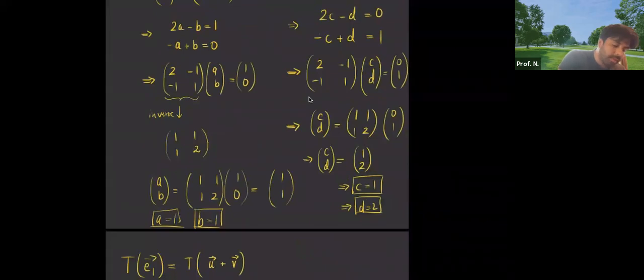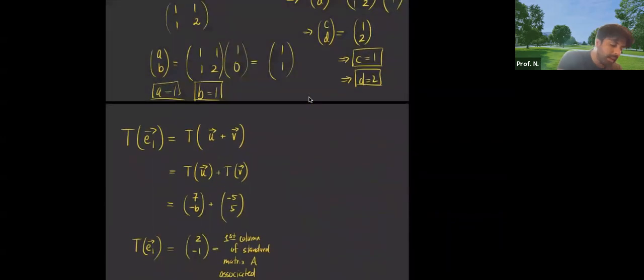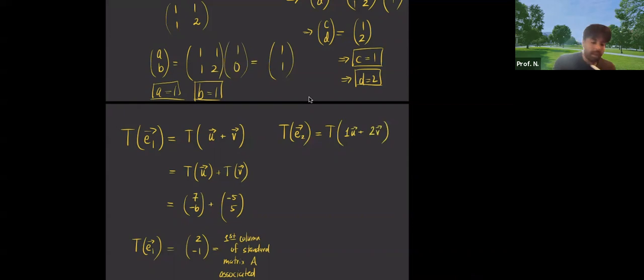So if I have one U vector plus 2 V vectors, I get E1. That's what it's saying. So now, because I know that, T of E2, which is what I want to figure out, so I can find the second column of the associated matrix, this is equal to T of 1 U plus 2 V's. That's what E2 is. And I can rewrite that as T of U plus 2 times T of V.